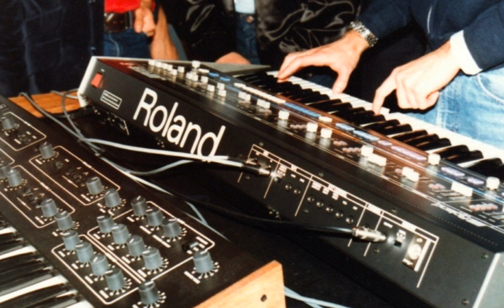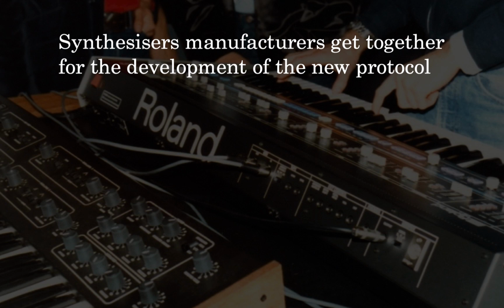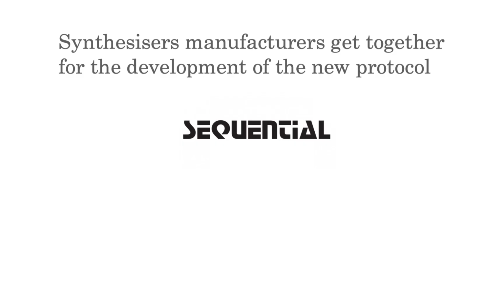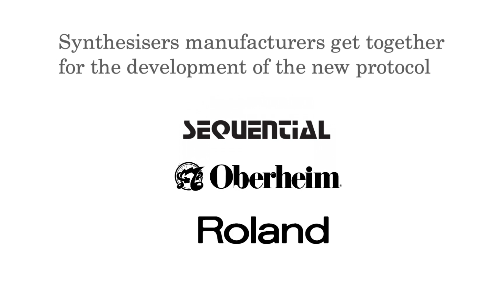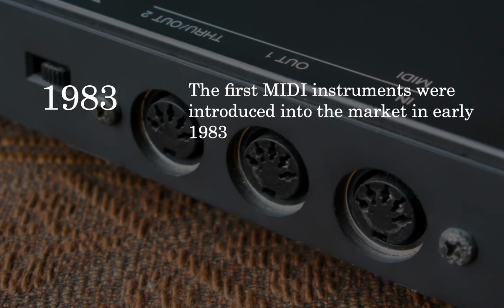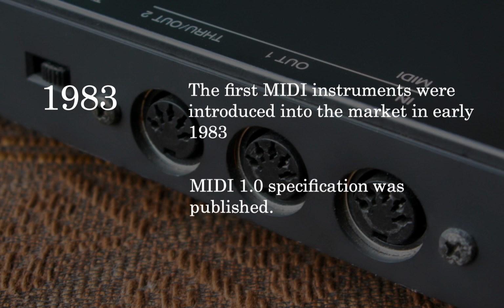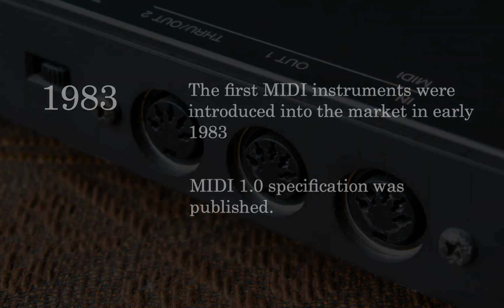Around 1981, when the industry was trying to find a new protocol, there were informal contacts between several American and Japanese synthesizer manufacturers, notably Sequential Circuits, Oberheim, and Roland Corporation. The first MIDI instruments were introduced into the market in early 1983. In the same year, the MIDI 1.0 specification was published.